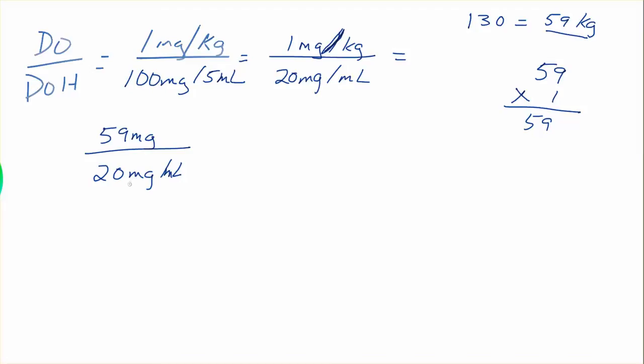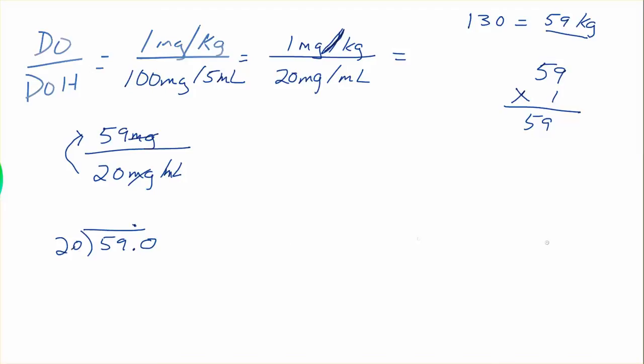So we'll do our typical steps. We're going to remove what we have in common. We're going to take the bottom and we're going to put it on the outside of the division bracket. Put the 59 on the inside. We're going to go ahead and place our decimal point. So 20 will go into 59 how many times? It won't go into 5 times. It won't go into 4. It won't go into 3, but it will go into 2.